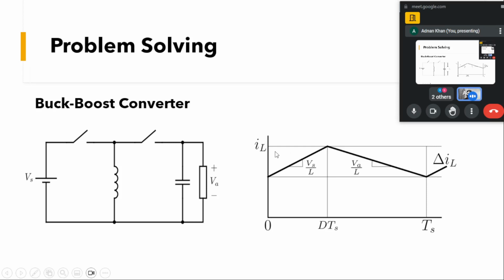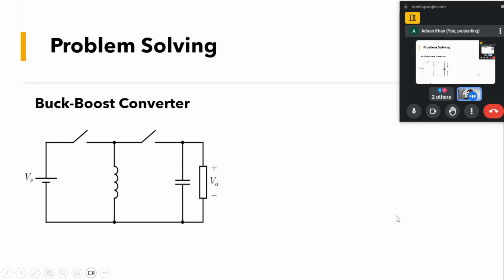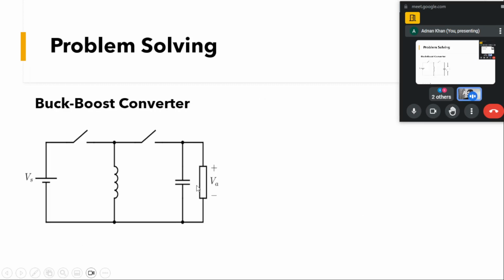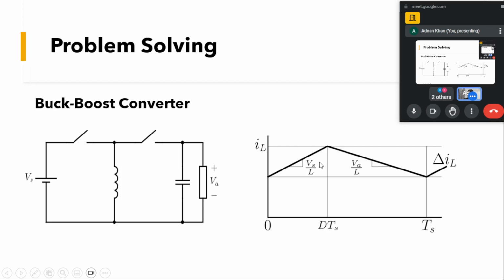And we saw earlier, this peak value to minimum value, we called it ripple. That is delta IL, the ripple current. So we have to calculate this ripple current, but the average is given to us.